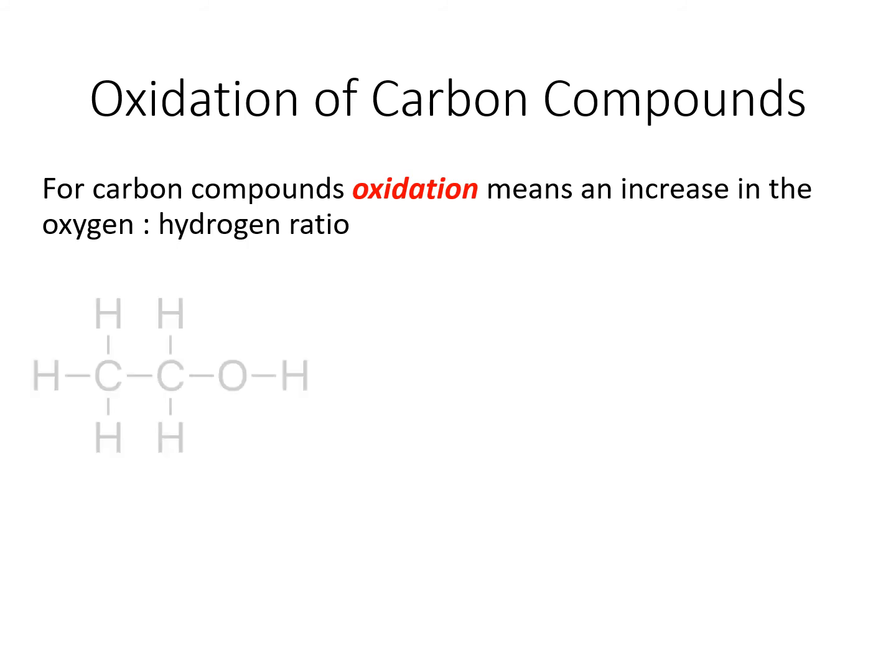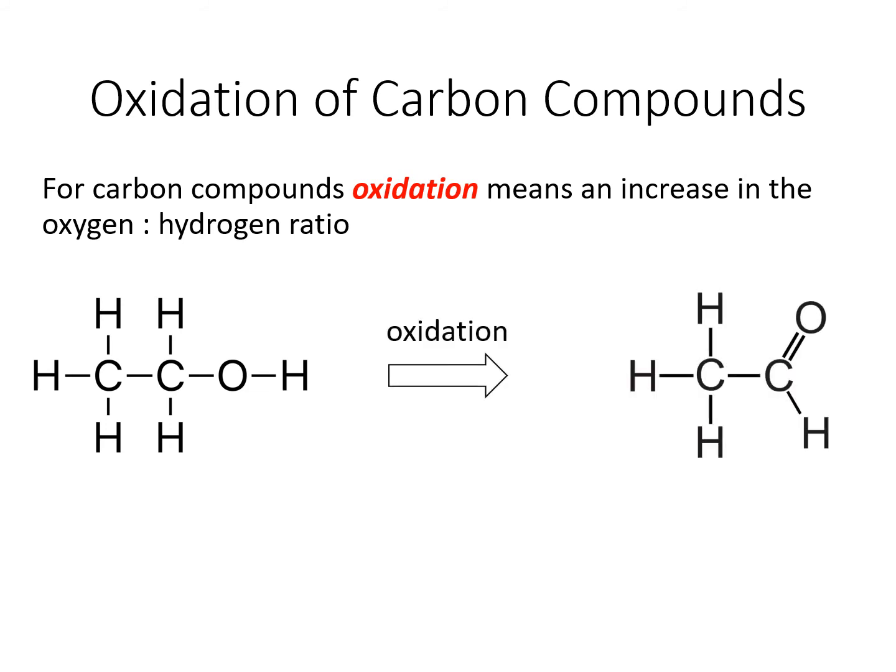So let's see that in action. We have here ethanol, and ethanol, if it undergoes oxidation, will change into a different chemical. In this case, it's changed into ethanal. So let's have a look at this oxygen to hydrogen ratio. We start off with 1 oxygen and 6 hydrogens. It is oxidized, and the ratio now changes to 1:4.